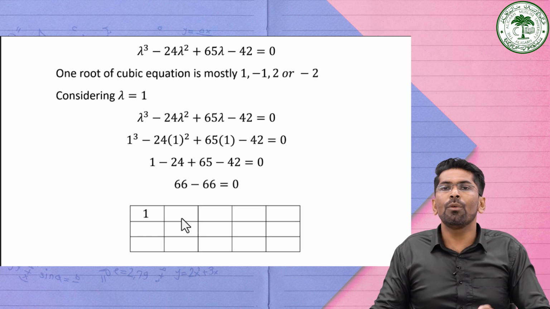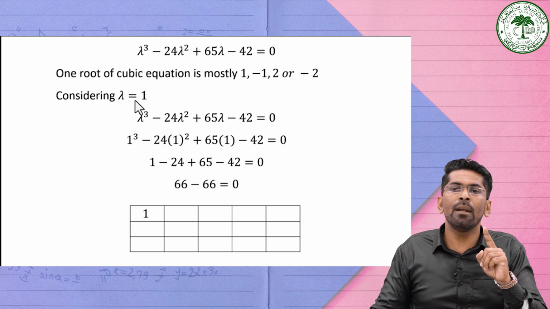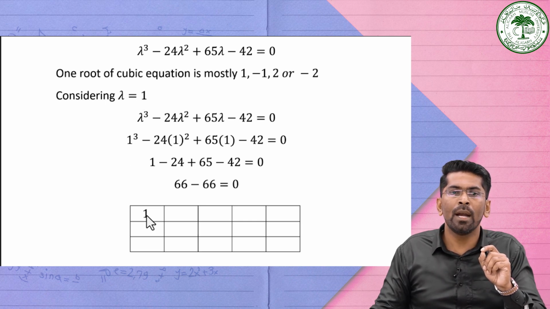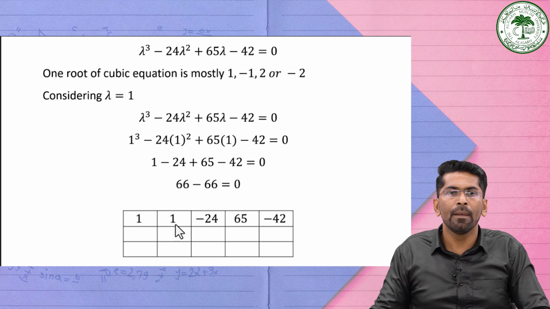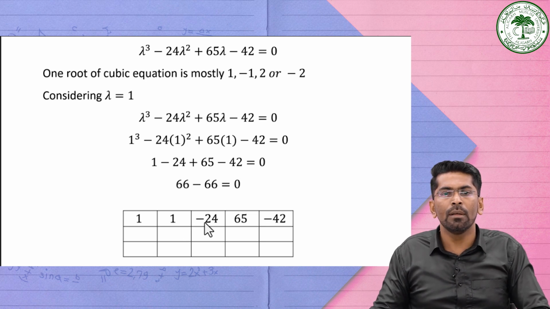So now I am going to frame a particular table here. This lambda is equal to 1, that is one root, and I am writing it here. Then I am going to write the coefficients of this cubic equation here. Simply, the coefficient of lambda cube is 1, then lambda square is minus 24, then we have 65, and minus 42.